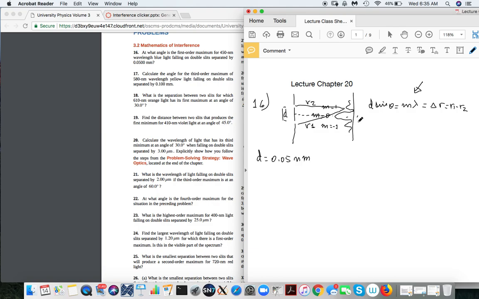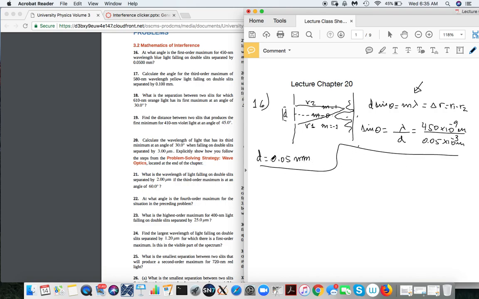Okay, so we want to find the angle. Sine theta is equal to, for first order, m equals 1, lambda over d. Then we plug in the information given: 450 nanometers, just get the units correct, divided by d, the separation 0.05. Oh no, it's millimeters, 10 to the minus 3 meters, and then you can get your angle.